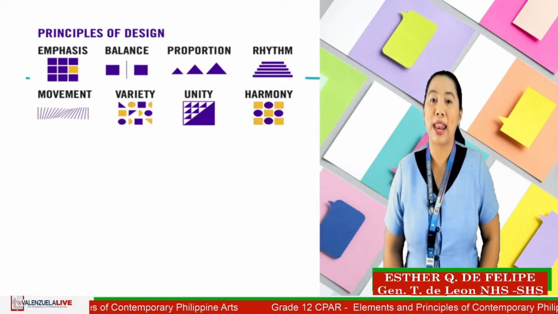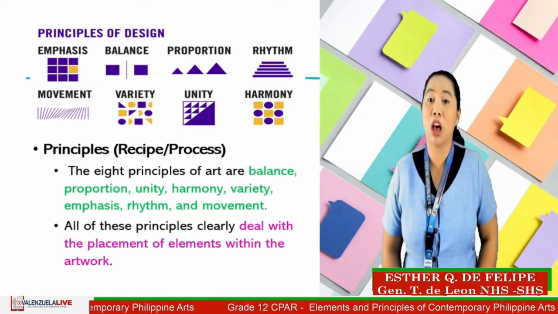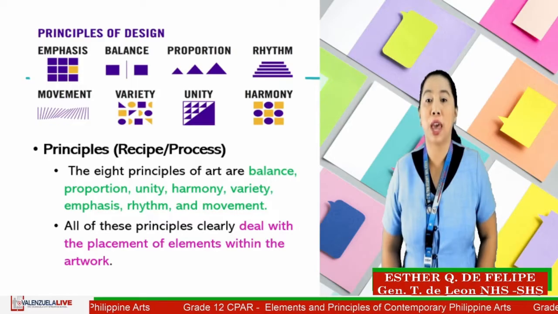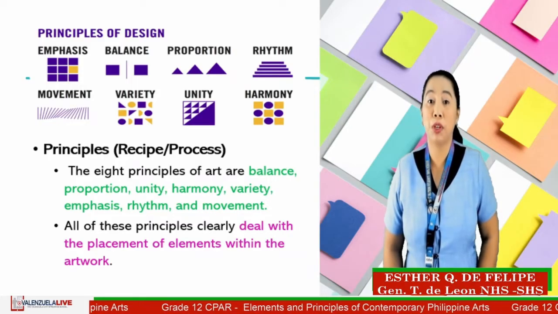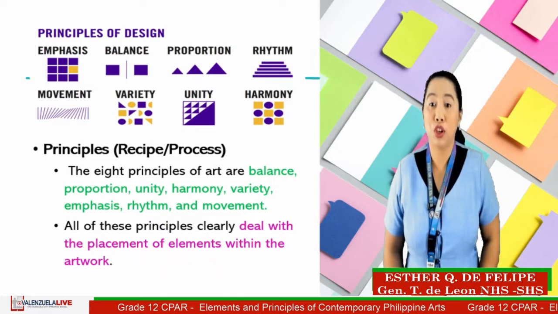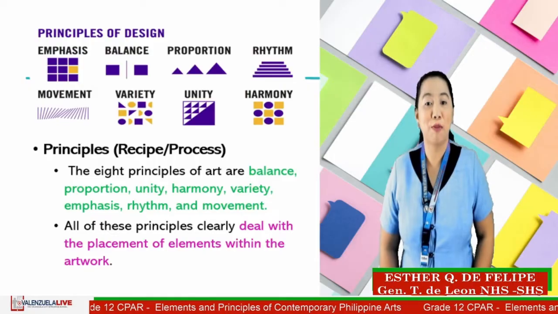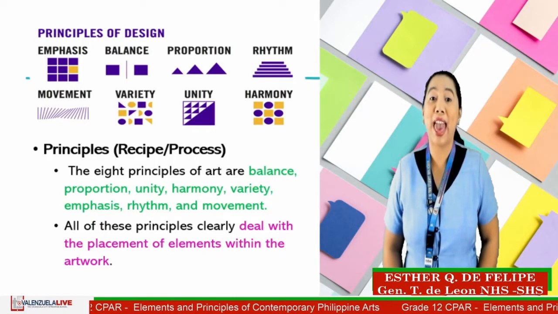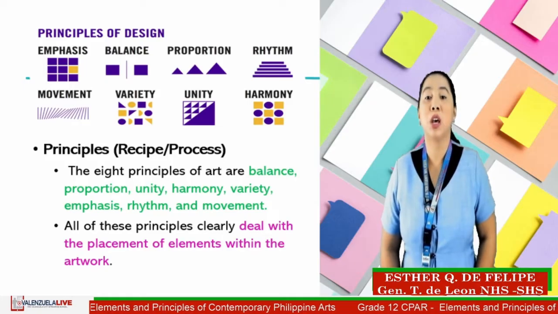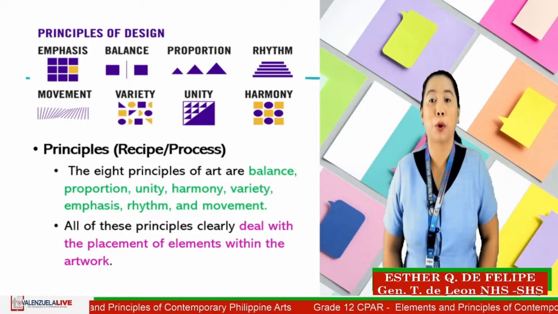On the other hand, the principles of art highlight the process of how the artist organizes and puts the elements together. The 8 principles of art are balance, proportion, unity, harmony, variety, emphasis, rhythm, and movement. All of these principles clearly deal with the placement of elements within the artwork.